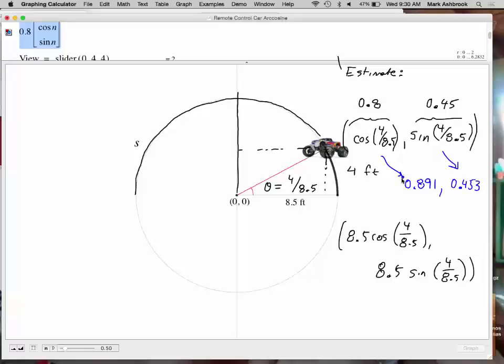Okay, so now get exactly how many feet it is. Well, it's going to be 8.5 times each of those, right? You're taking those fractions of 8.5 feet, which gives you how many feet? 7.58 feet and 3.85 feet. So now the position of the truck, if he goes a distance of 4 feet, he's 7.58 feet from the vertical diameter and 3.85 feet up from the horizontal diameter.